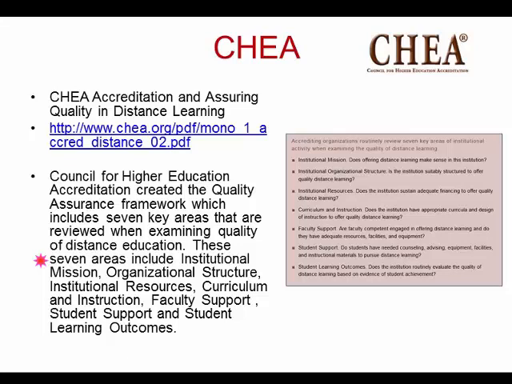So this is again a little bit broader. It's not at the course level, you can see. Maybe some are at the course level, but some are more program and institutional level too: institutional mission, institutional organizational structure, institutional resources, curriculum and instruction, faculty support, and student learning outcomes. So that's another one that I thought I'd quickly introduce you to.